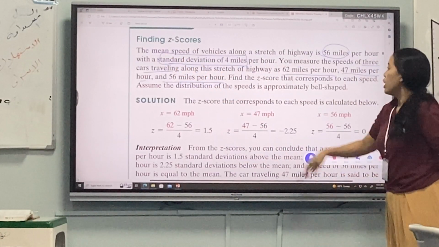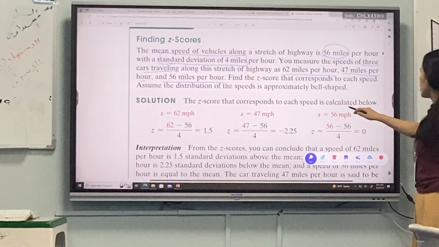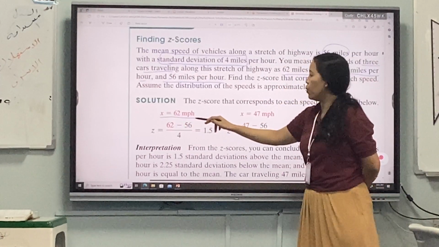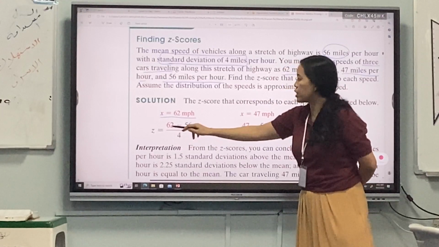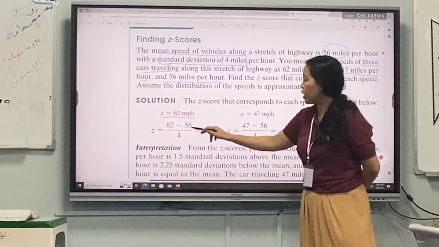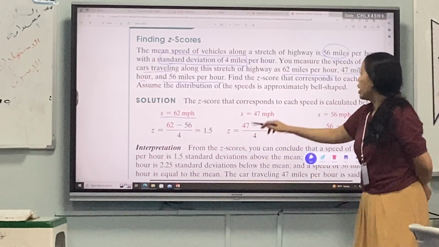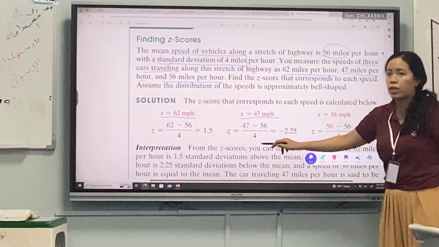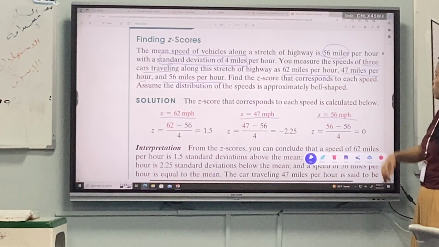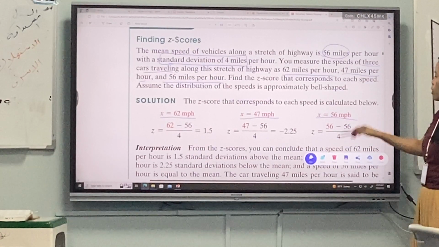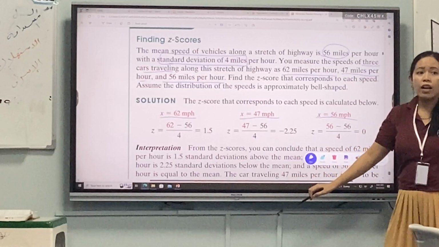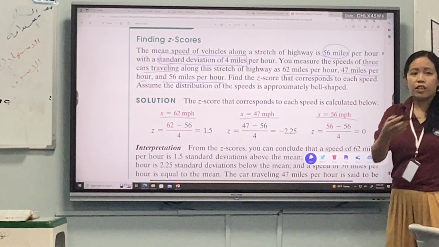Now, the z-scores corresponding to the speeds are calculated below. If x is equal to 62, z is equal to 62 minus mean over standard deviation. If x is equal to 47, 47 minus mean over standard deviation. And if x is equal to 56, 56 minus mean over standard deviation. Now, what do these values mean?